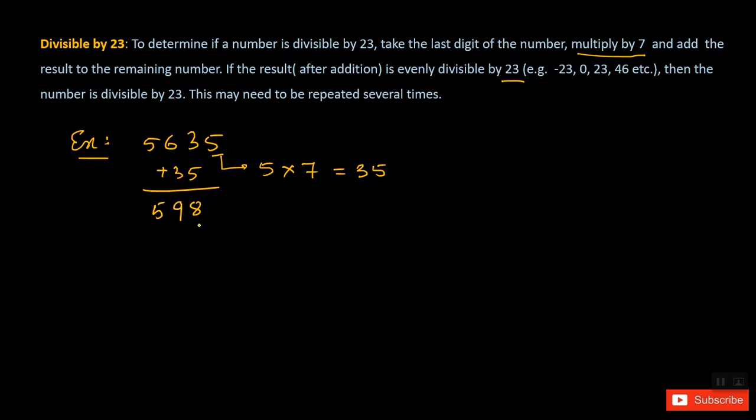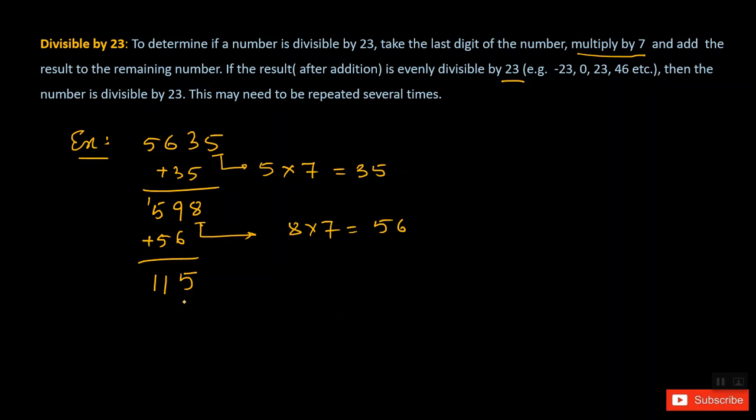Alright. Again, take the last digit of that number, that is 8, times by 7. 8 times 7, that gives you 56, isn't it? So add this 56 to the remaining number, that is 59. What we get? 9 plus 6 is going to be 15. So 5, carry forward 1. And 1 plus 5 plus 5, we are getting it as 11, isn't it? So we got 115.